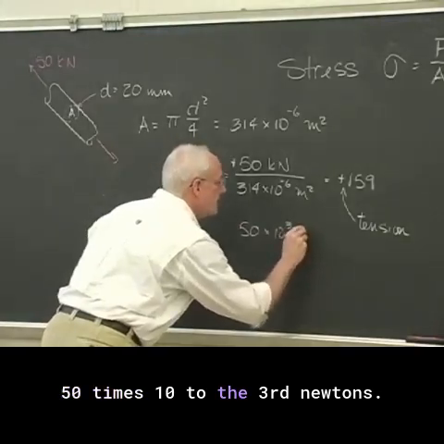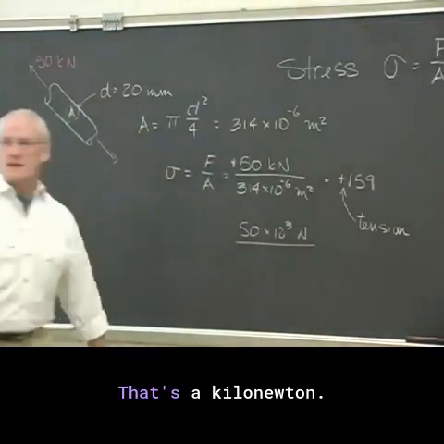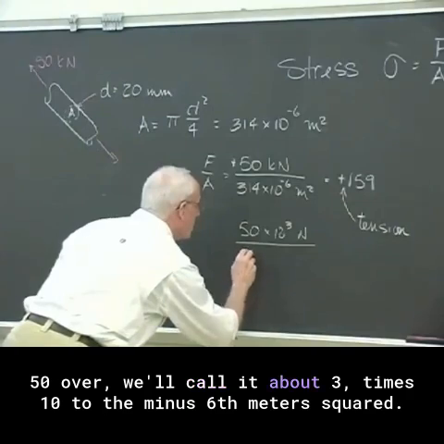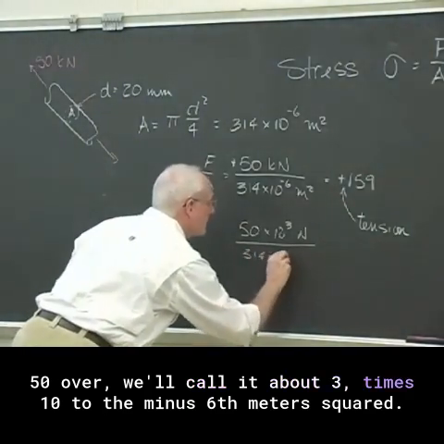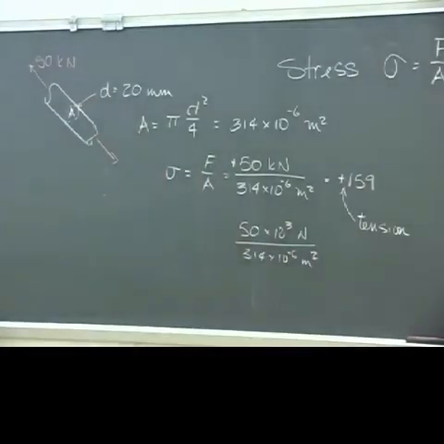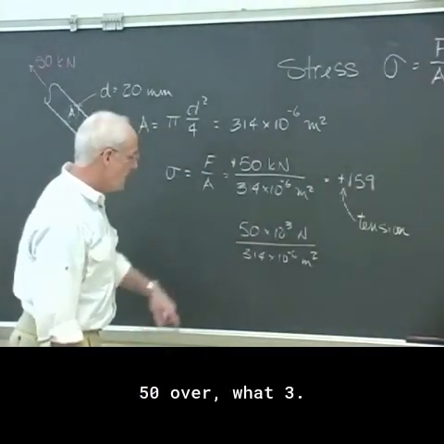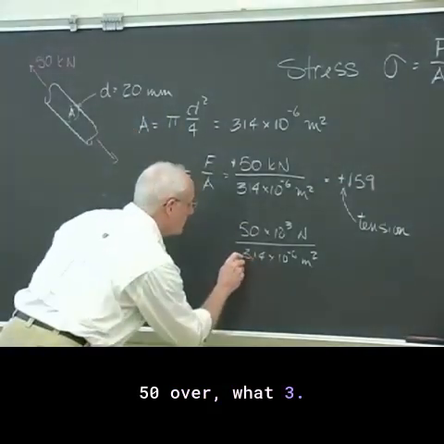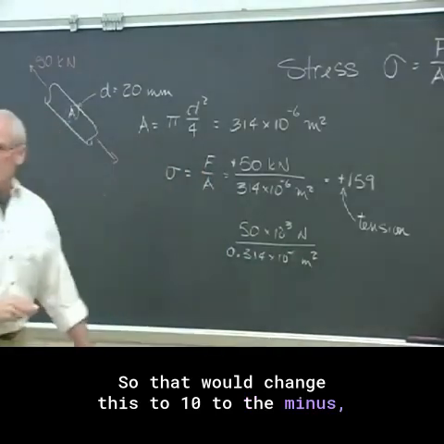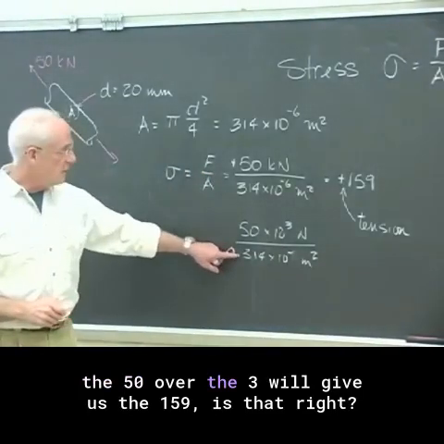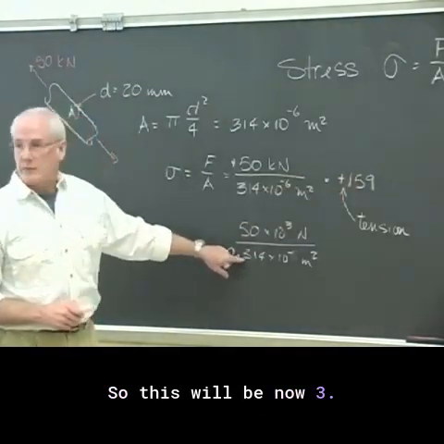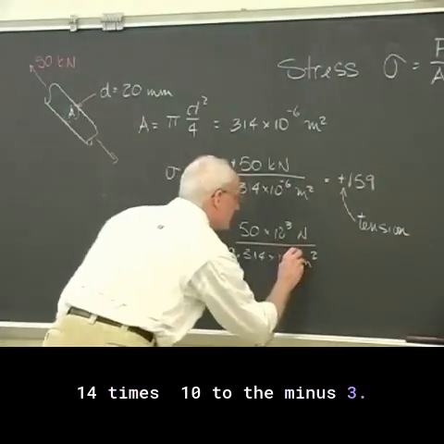50 times 10 to the third newtons, that's a kilonewton, over, we'll call it about 3 times 10 to the minus 6th meters squared. 50 over 0.3 will give us the 159, is that right? So this will be now 3.14 times 10 to the minus 3.